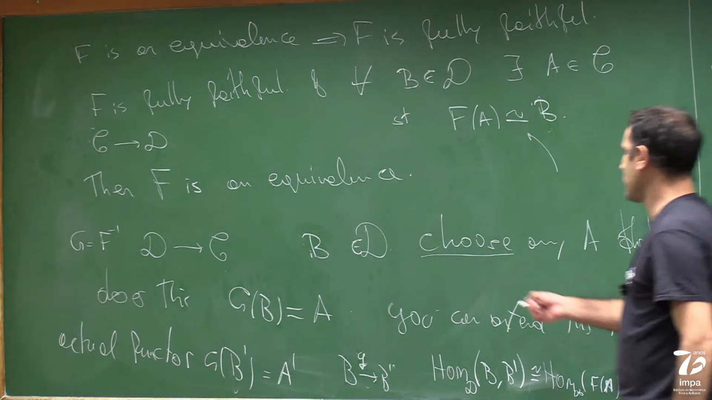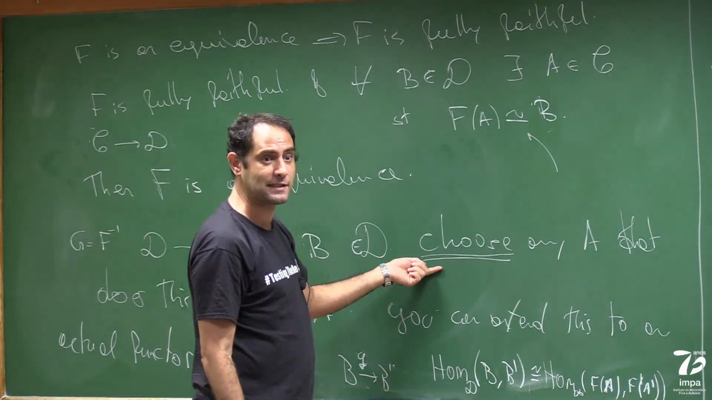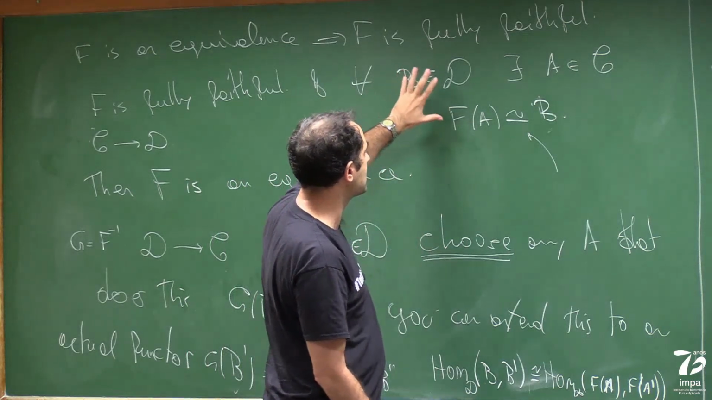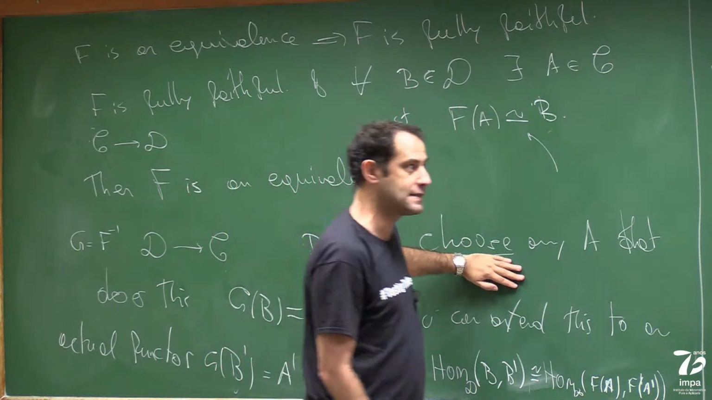So the question is, what does it mean to choose? I know what it means to choose out of a set. I do not know what it means to choose out of a class. So if the categories are small, then choose means whatever you think it means. It's just pick an element of that set.